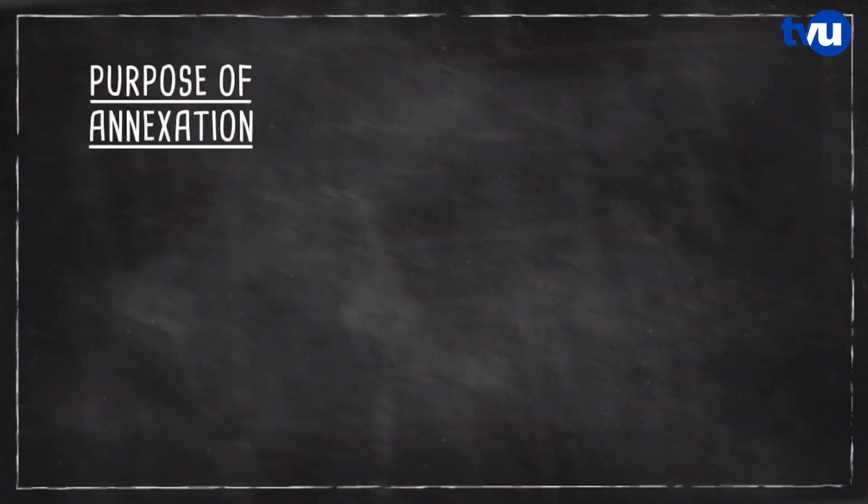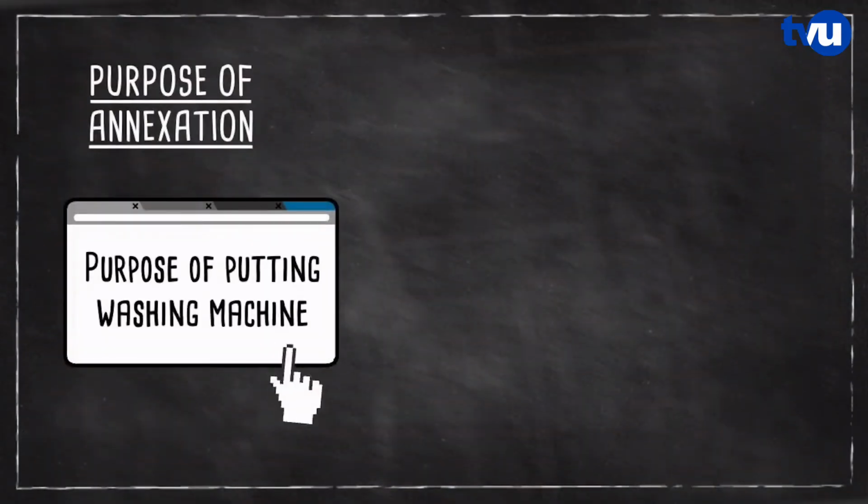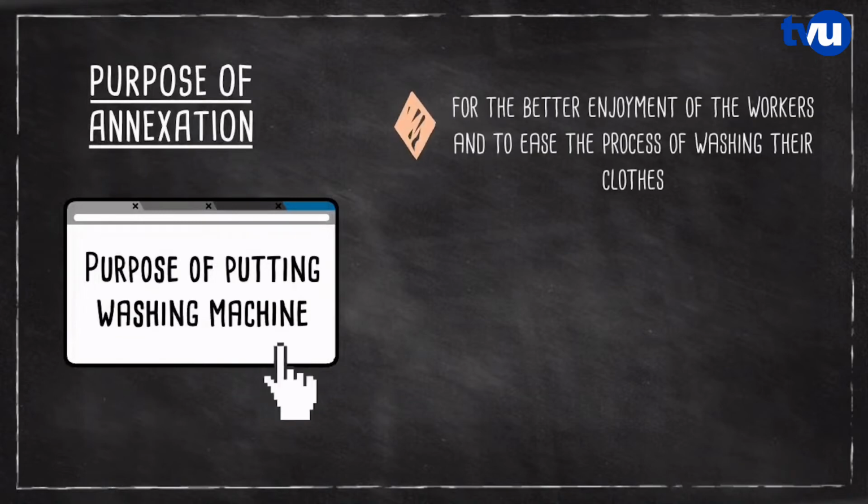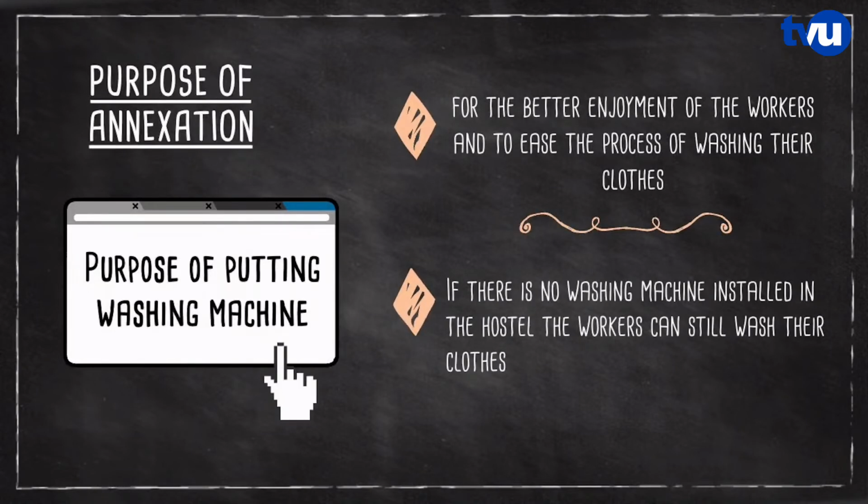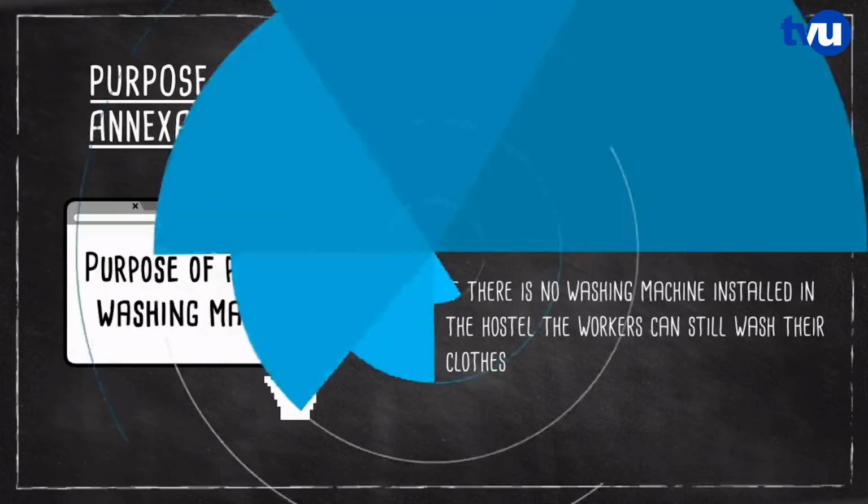Next, we will look into the purpose of annexation test. Firstly, purpose of putting the washing machines. The purpose of putting the washing machines in the hostel is for the better enjoyment of the workers and to ease the process of washing their clothes. If there is no washing machine installed in the hostel, the workers can still wash their clothes.